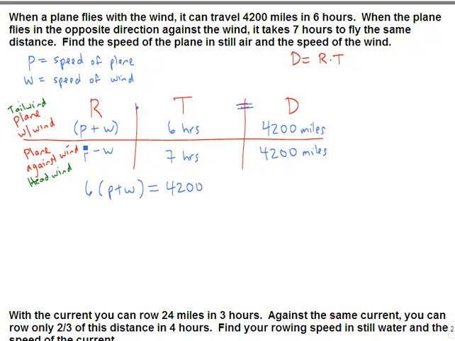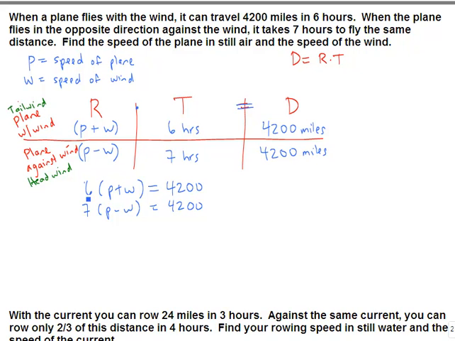Similarly, for the second row, if I wrap this P minus W in parentheses, then this rate times this time has to equal this distance, so 7 times P minus W has to also equal 4,200. Now you could distribute the 6 and the 7 across, and that's perfectly fine, but a lot of times in these problems, if you divide through by the constant coefficient out front right away, it tends to always go into this distance number equally or evenly.